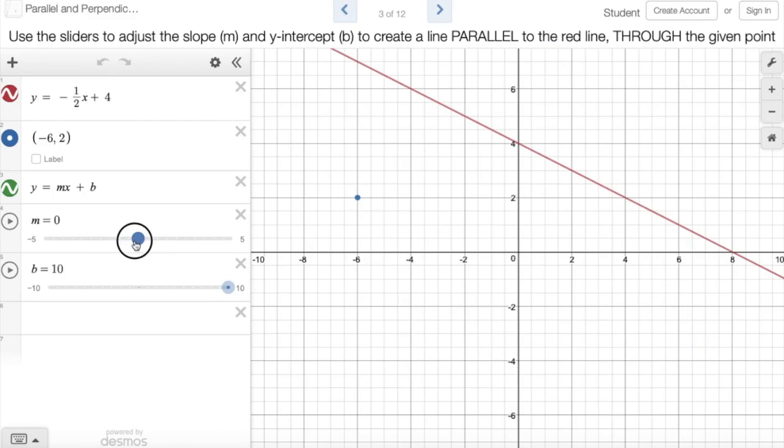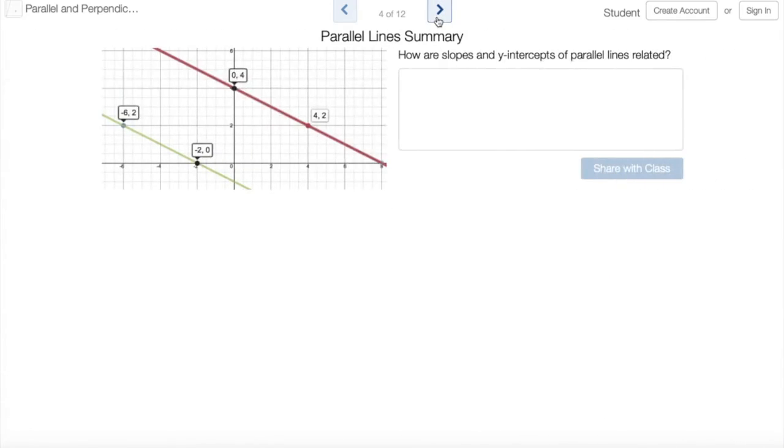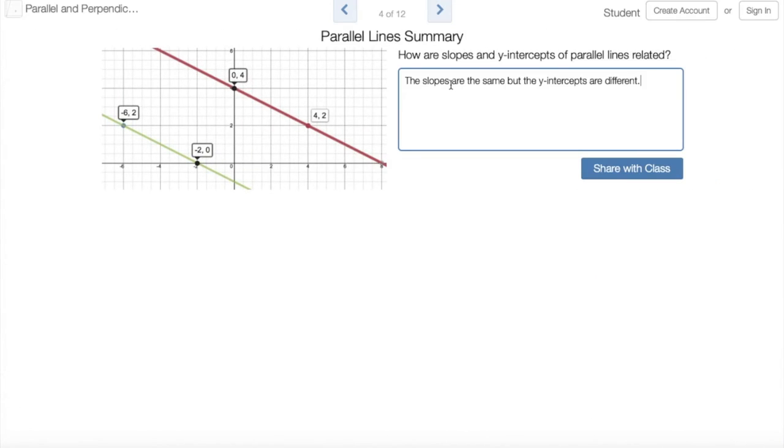This graph is a bit harder. I cannot make the lines parallel and make the green line go through the point by just moving the slope. Let's try moving the y-intercept too. That helps. I think I've almost got it. So, it looks like the slopes have to be the same. One is -1/2 and the other is -0.5. That is the same slope. You're right. But notice how the y-intercepts are different.